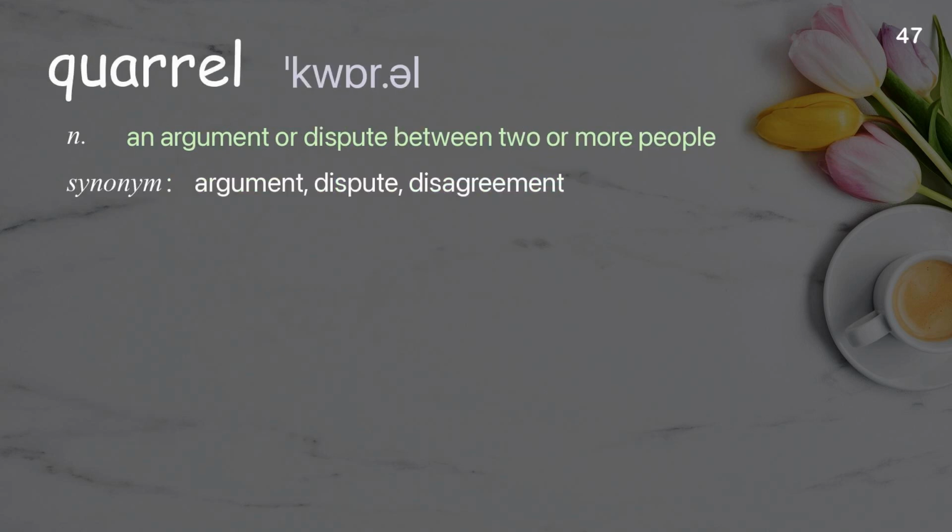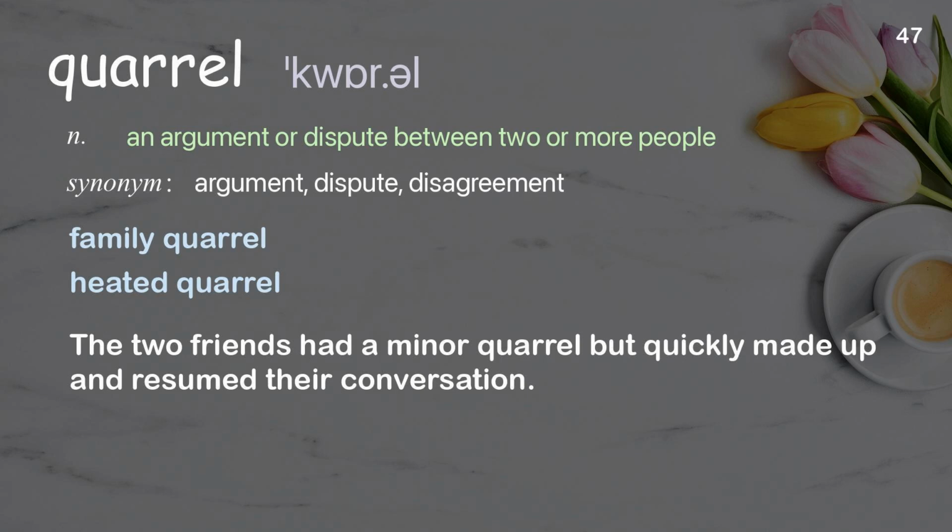Quarrel. An argument or dispute between two or more people. Examples: family quarrel. Heated quarrel. The two friends had a minor quarrel, but quickly made up and resumed their conversation.